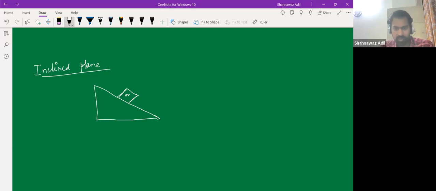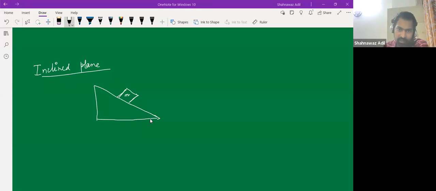Up until now, this was your surface, right? Now what you do is put your surface like this, and this is a surface which is making some angle with this horizontal.